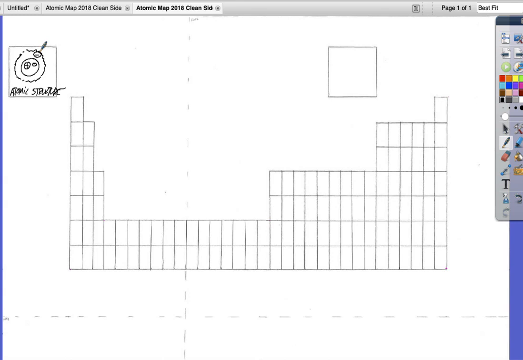Alright, so let's talk about what I just drew. First of all, our first word up here, we're going to write electron cloud. And I'm going to draw a little arrow down here too, right there. Because that, my friends, is the electron cloud.